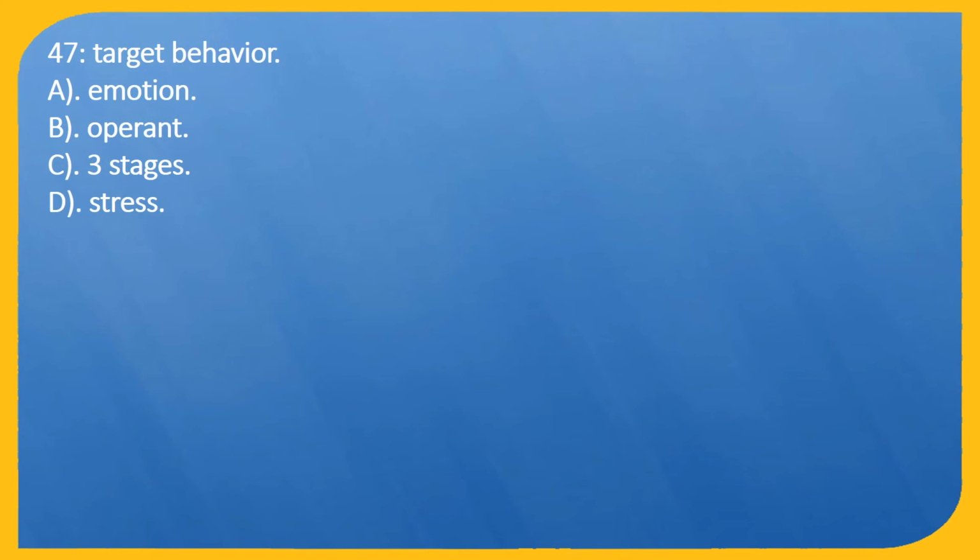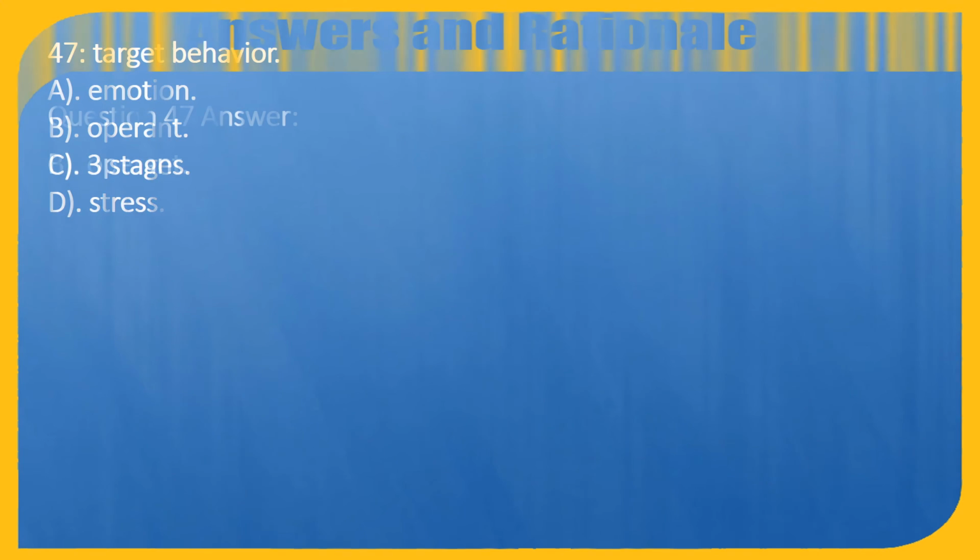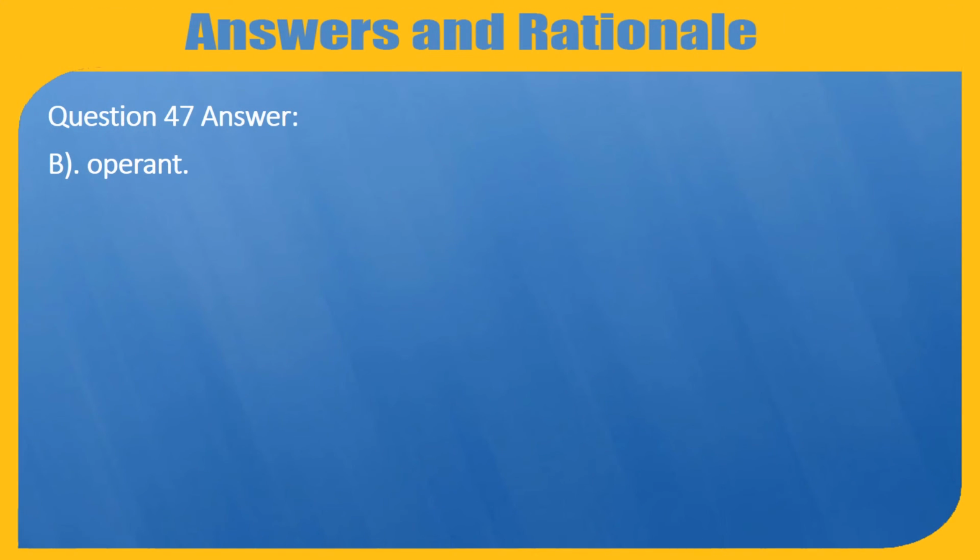Question 47. Target behavior. A. Emotion. B. Operant. C. Nine stages. D. Stress. Question 47. Answer. B. Operant.